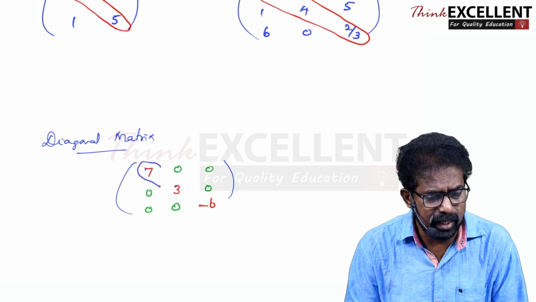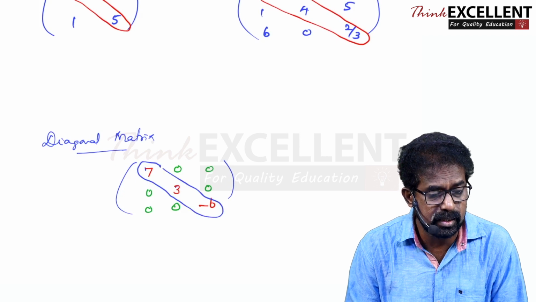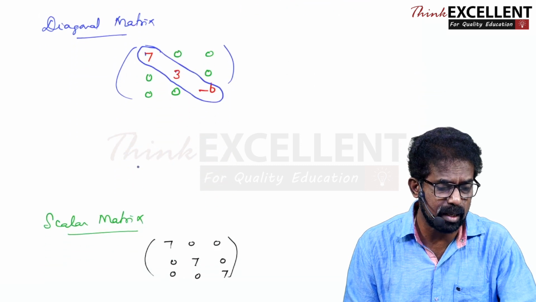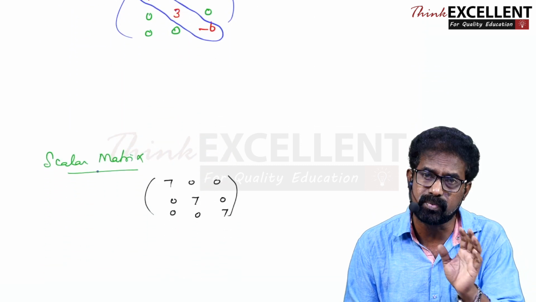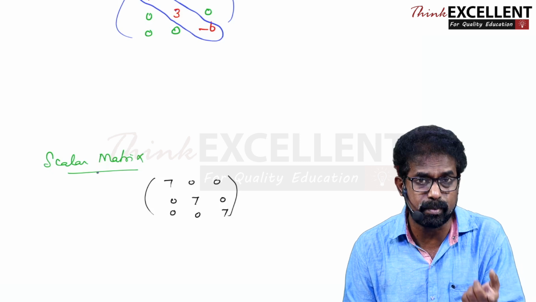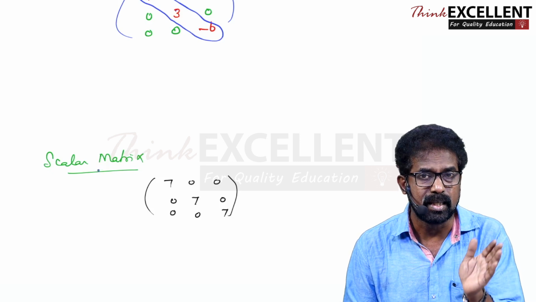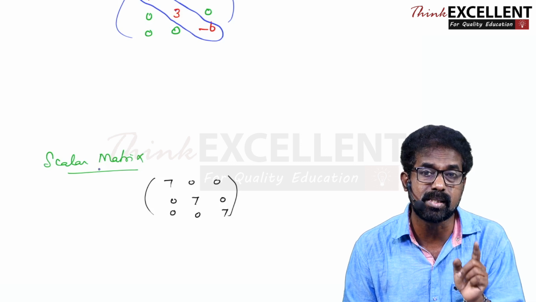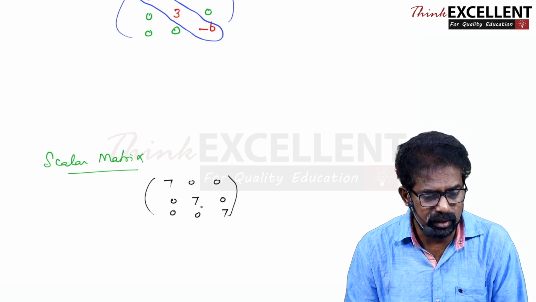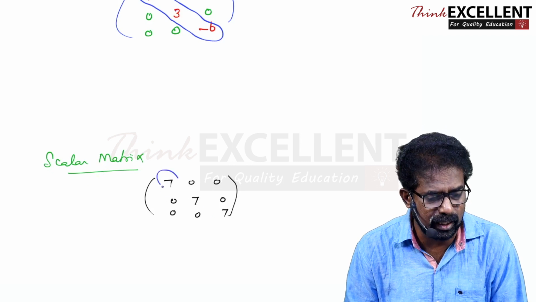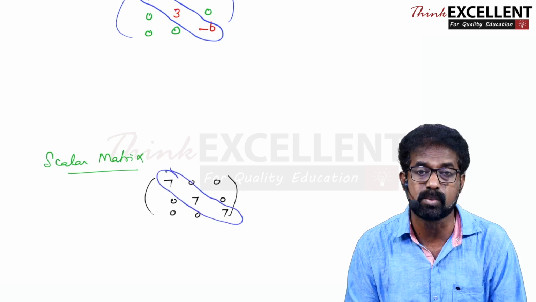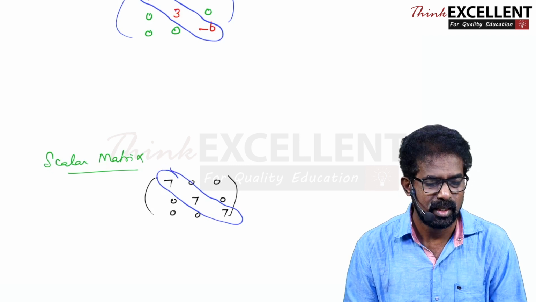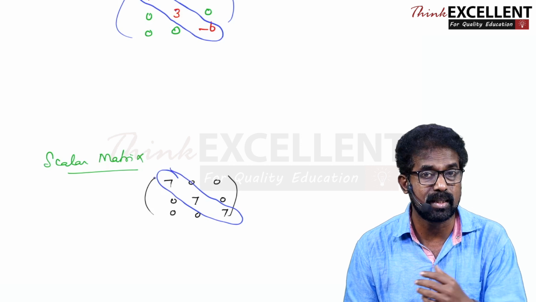Suppose in the diagonal matrix, the diagonal elements are same. 7, 7, 7. All other elements are 0. Then we call it a scalar matrix. So scalar matrix, first of all, is a diagonal matrix. That means it is a square matrix, right? Except the diagonal, other elements are zeros. And one more condition, diagonal elements are all same. If it is 7, all elements are 7; if it is minus 2, the whole diagonal is minus 2. Then we call it as what? Scalar matrix.